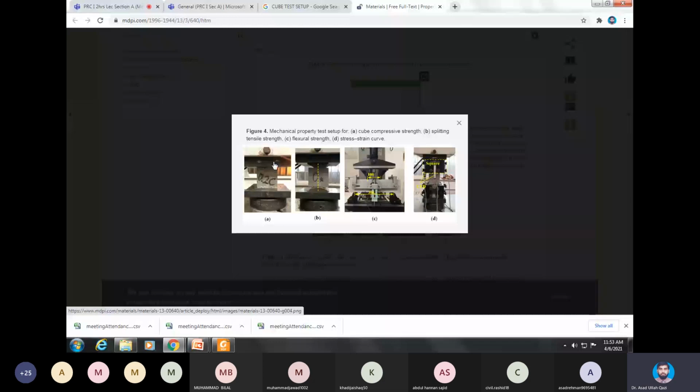Now, if you replace this cube with a cylinder of 300 millimeter height, the end platen effect is still present, but due to the slenderness of the cylinder, relatively more than the cube, there will be a middle zone in the cylinder which will not have much restrainment.